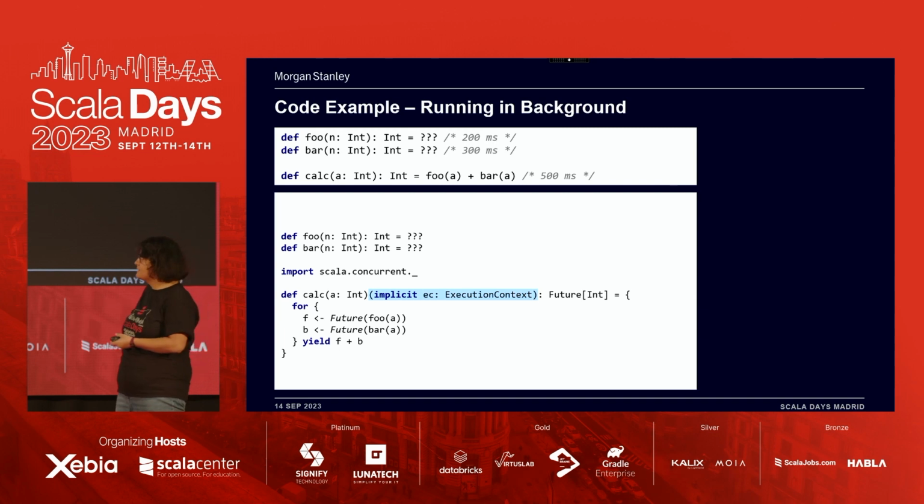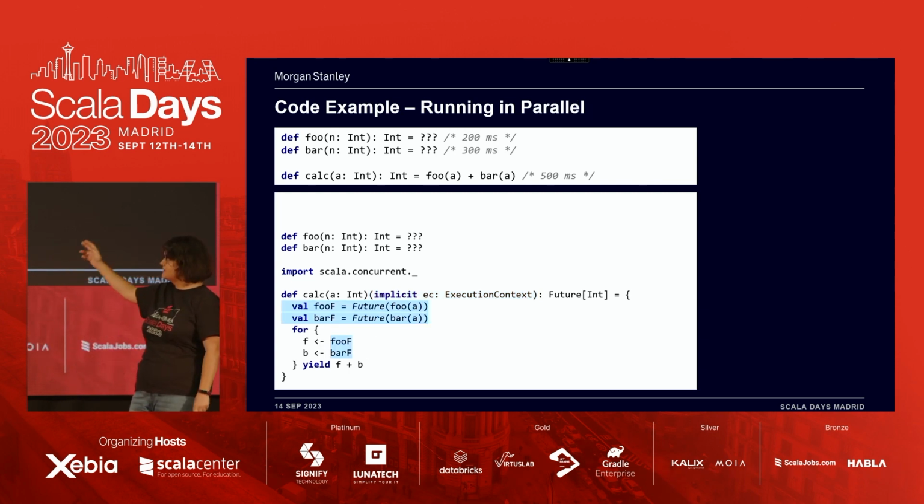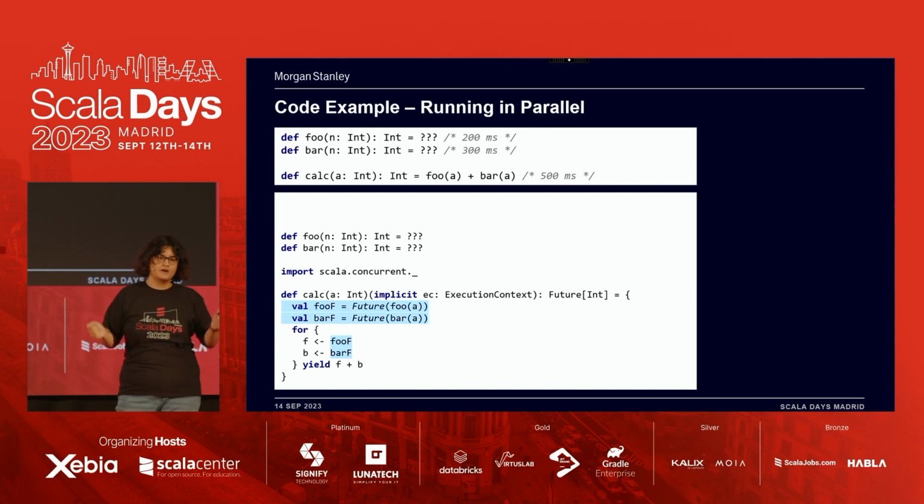So what is happening here is that we are going to wait for foo to complete. Then we are going to schedule bar to run. So they're not running in parallel. So let's make a little bit more change. We are going to save the futures in a val, so they start when they are initialized, and then we extract the futures. So now they are running in parallel and in the background. Whew, this is tough.